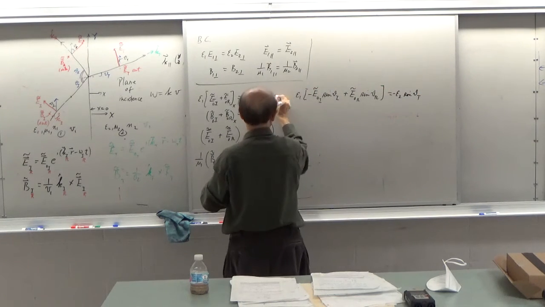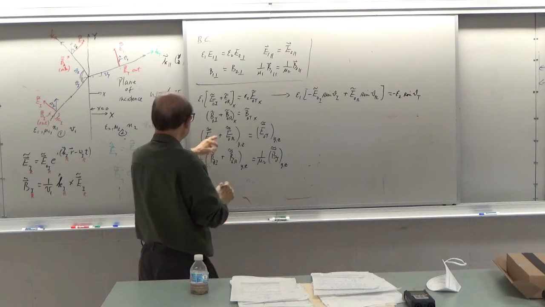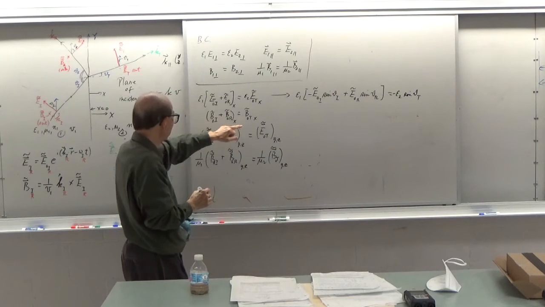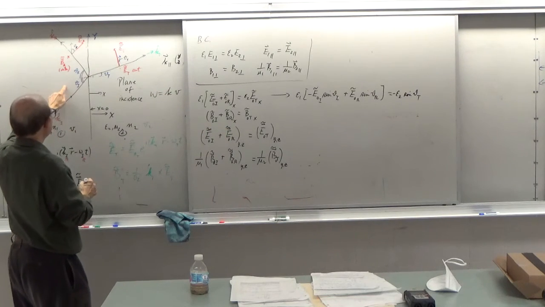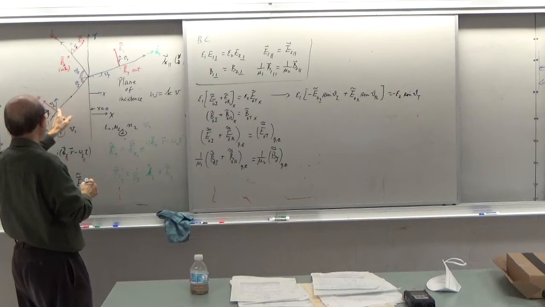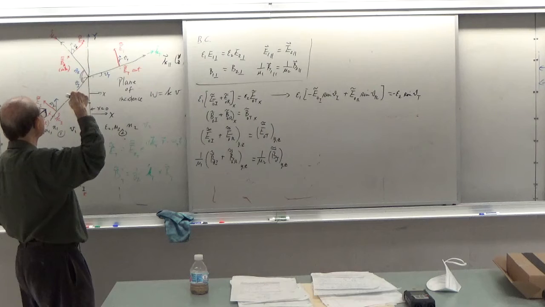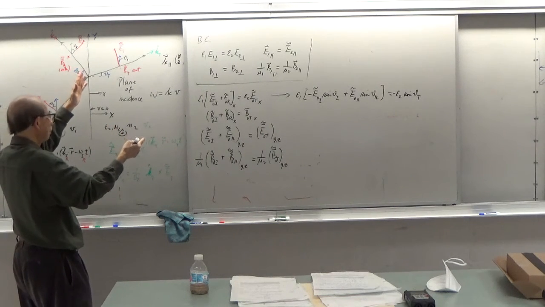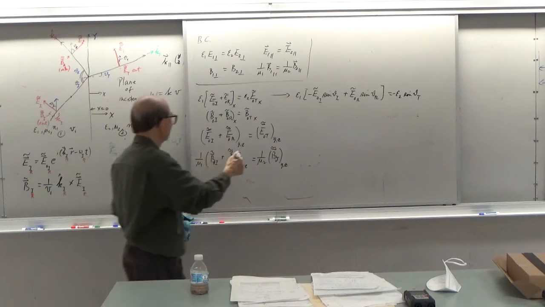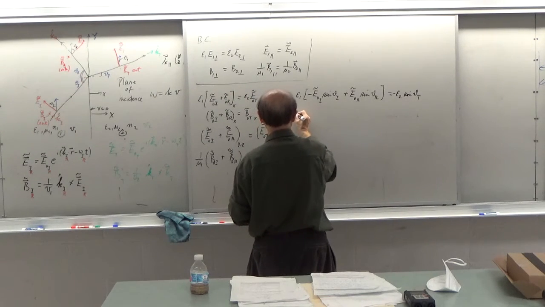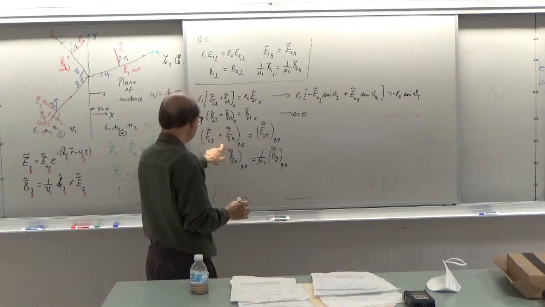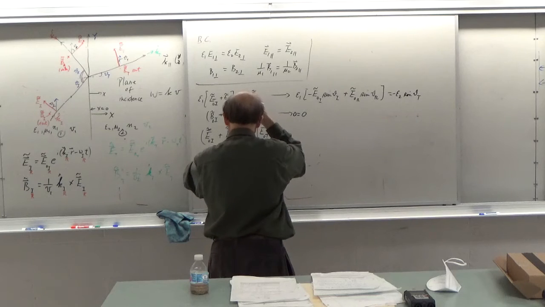So that's that equation. And then this equation is simple. We want to equate the x components of the B's. But as I said, B only has a non-zero component in the z direction, so there's no y component and no x component. So this is nothing but 0 equals 0. That's one.